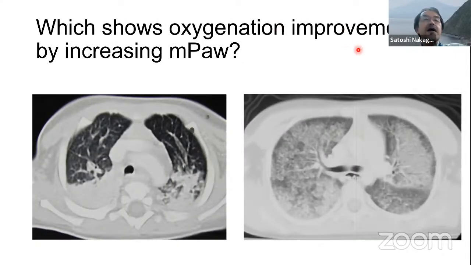This shows typical examples of the 2 lung conditions. The left-hand side on the screen is the patient with dorsal atelectasis, and the right-hand side patient has a homogeneous lung, showing homogeneous lung infiltration. So on the right-hand side patient, the recruitment maneuver might be helpful. However, the recruitment maneuver may be harmful in the patient on the left-hand side.